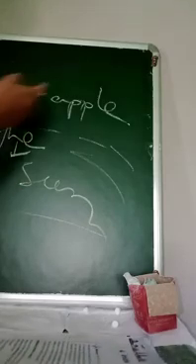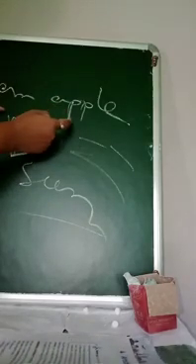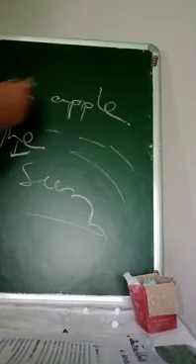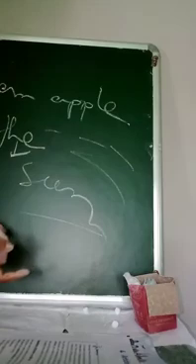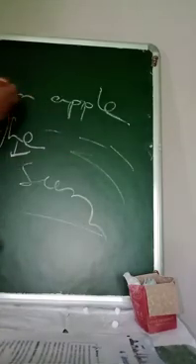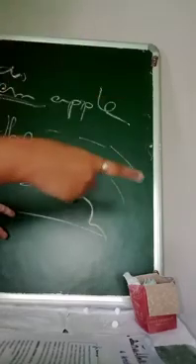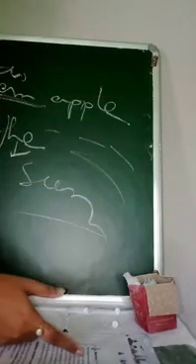But when you say an apple, we don't know which apple we are talking about. There can be many apples, right? So when you say an apple, which apple is it? That's why this is called an indefinite article. A or an, they are indefinite articles because they don't particularly show, right? That means one or any of them.